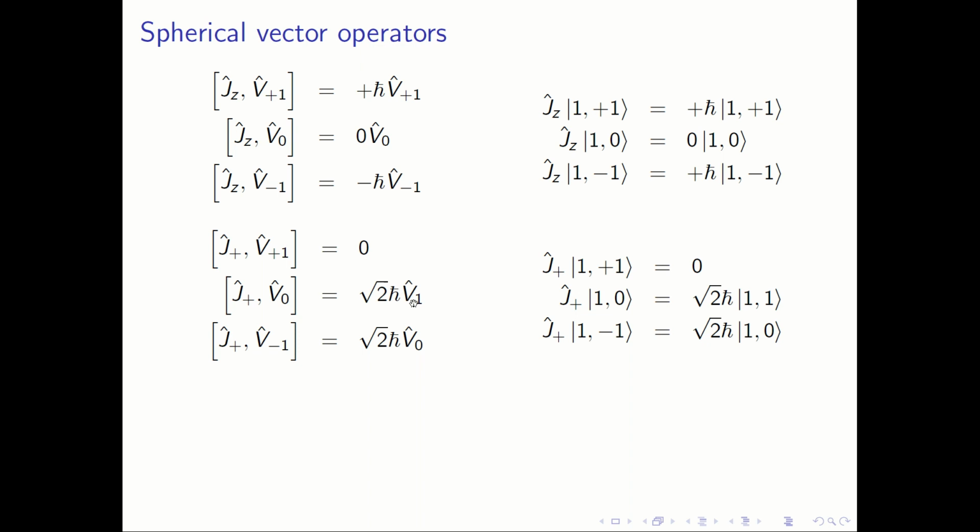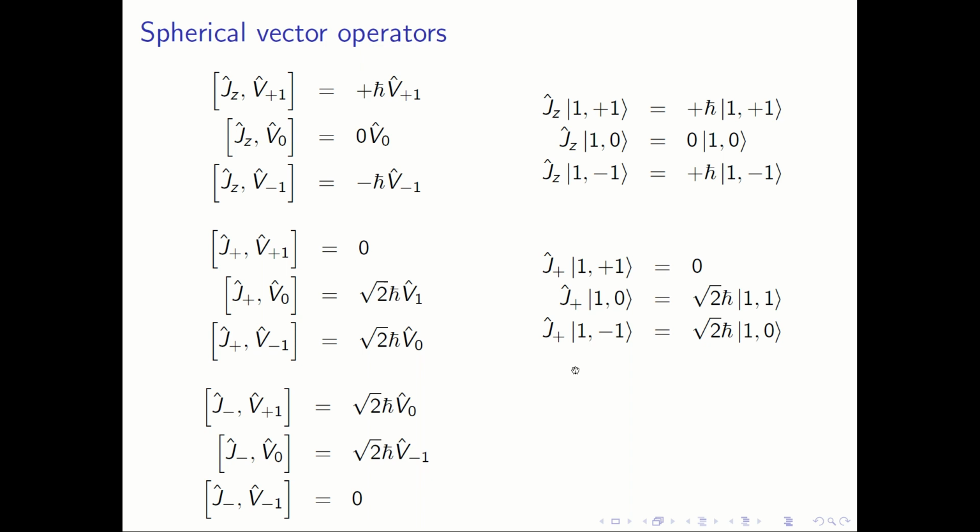Of course, these are v plus 1s. I will sometimes write v plus or v1, but I really should be writing v plus 1 here. And j minus's commutator with v plus 1, v0, v minus 1 are again very similar to what j minus does on the states 1 1, 1 0, 1 minus 1.